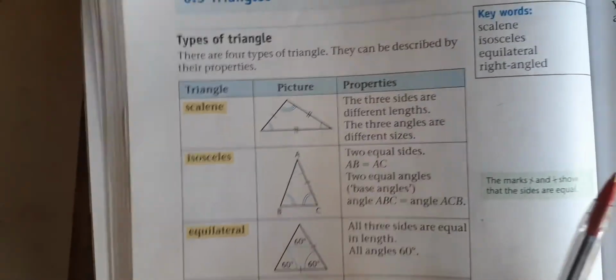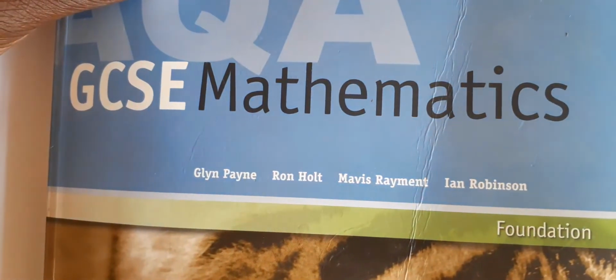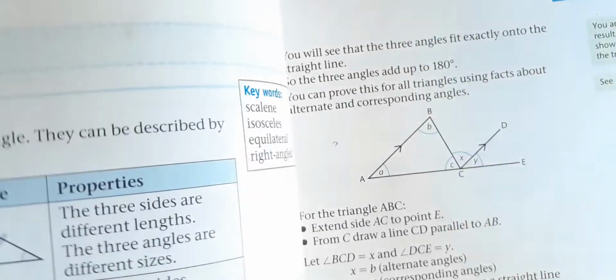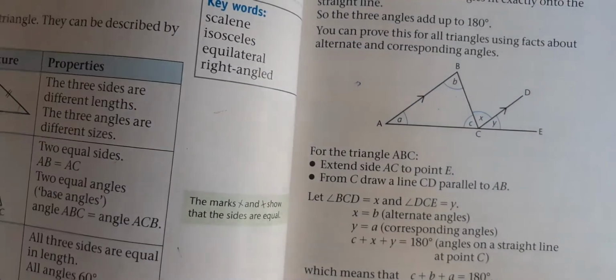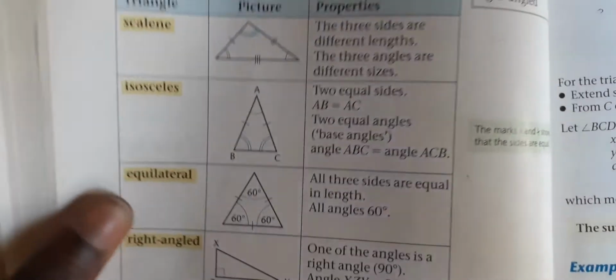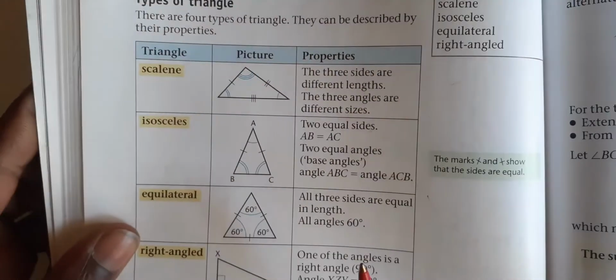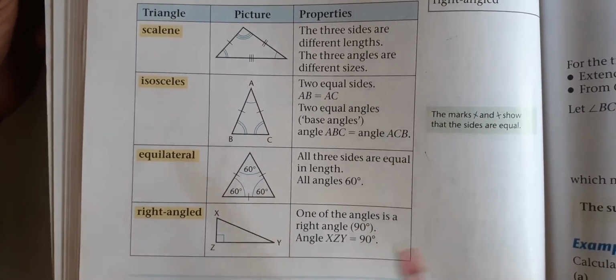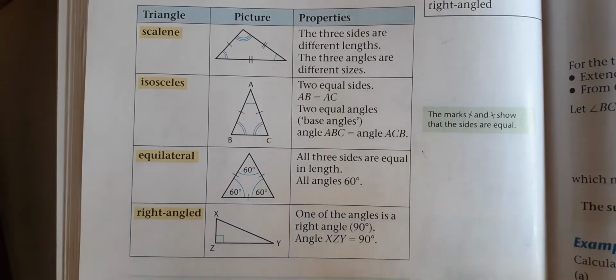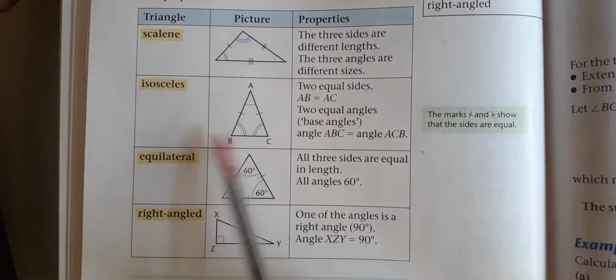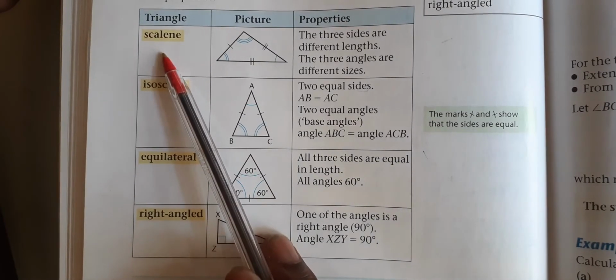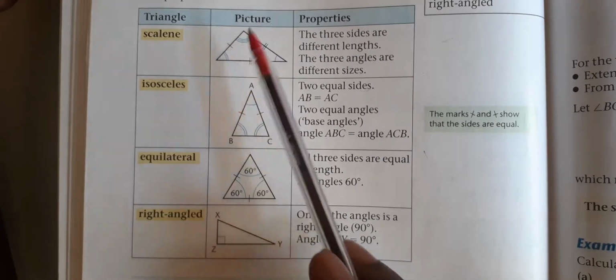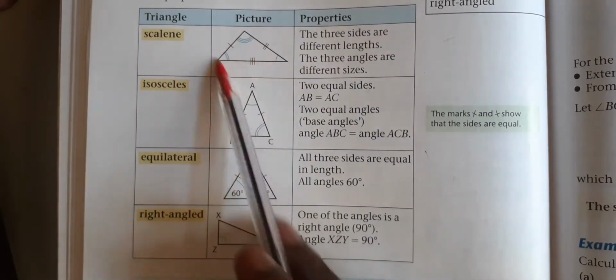These are coming from this book. Maybe if you have it, you can get them from there. So how many types of triangles do we have? There are 4. These are the 4 types of triangles that we have. So please pay attention and get to know these. The scalene. Here are the drawings. Then what are the properties of this?